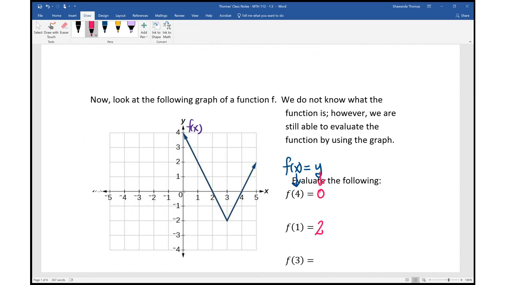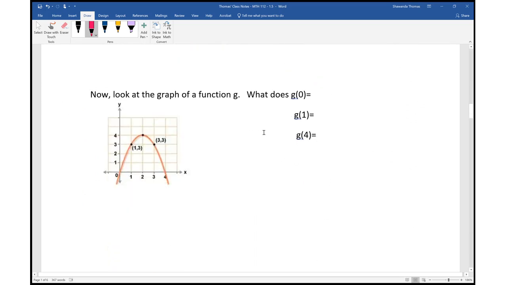What about f of 3? We go to the right, x equals 3. And for this one, we actually have to go down to meet the graph. What is this point right here? Well, you can look to your left to see what y value it is. It is negative 2.